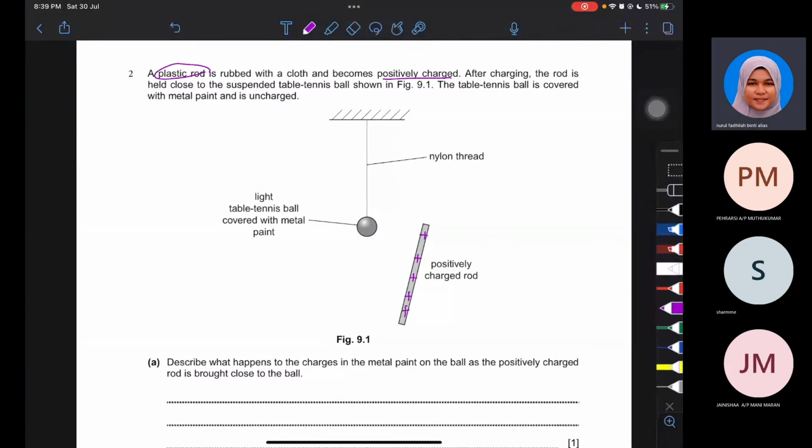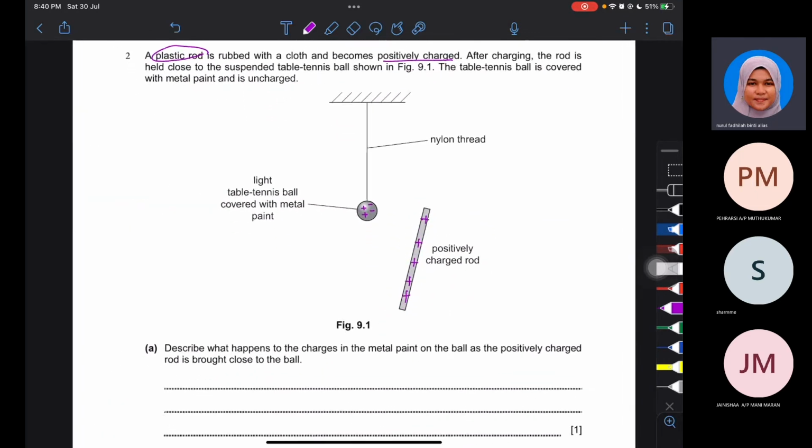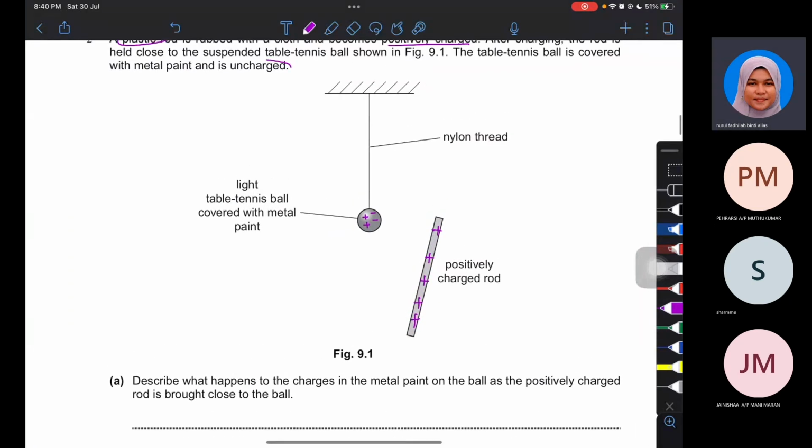And then after charging, the rod is held close to the suspended table tennis ball. So we take it and bring it close to the light table tennis ball. The table tennis ball is covered with metal pins and is uncharged. So it is neutral, meaning it has positive charge and the same amount of negative charge, because it says uncharged.